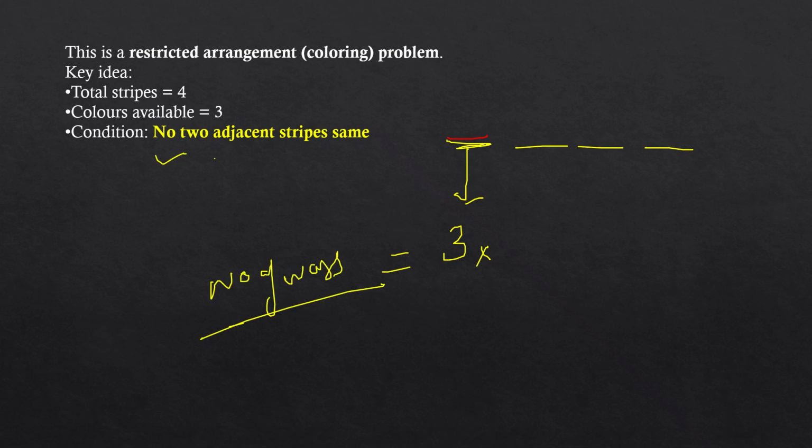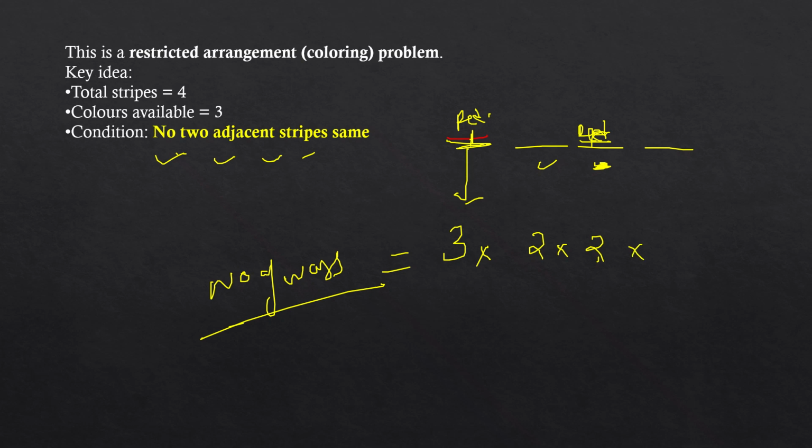But please remember, we have to follow this condition that no two adjacent strips same. Second position, we have now only two choice because first color is already used. Now there is total two choice for this place. Now again we have two choice, because if we use red color here, we can again choose red color here. So total two choice.